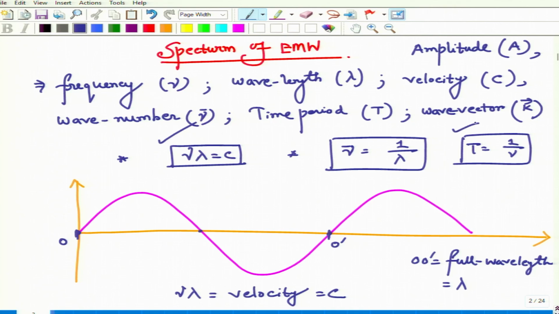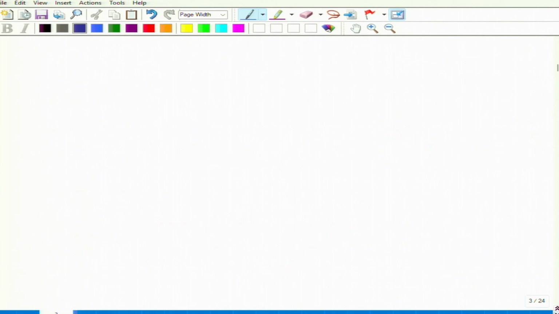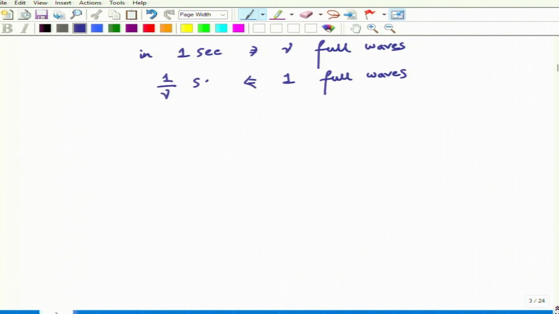The time period means the time required for a complete oscillation, or the time required to generate a full wave. It is very easy to understand. Let us say nu is the frequency. That means in 1 second there are nu full waves. So one full wave requires 1 by nu second, and that is defined as our time period. That's why T is equal to 1 by nu.